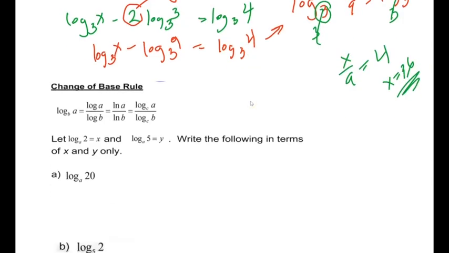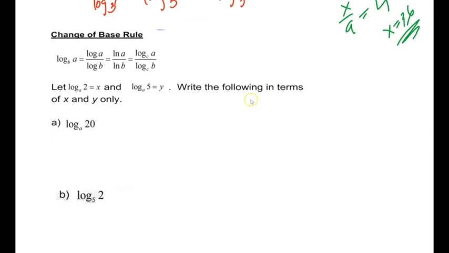Okay, last thing with logs, the change of base rule. Back in the old days you had to calculate and you had stuff like this. The way you do this on your calculator is you can split it. It's called change the base. You do log of the top one over log of the bottom one. The base stays in the basement.